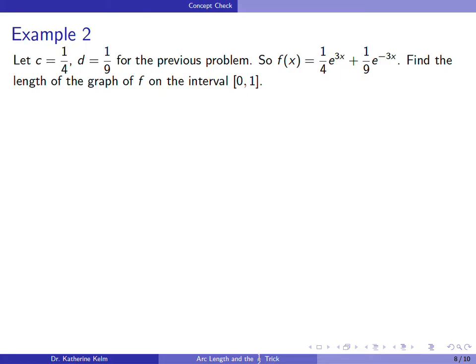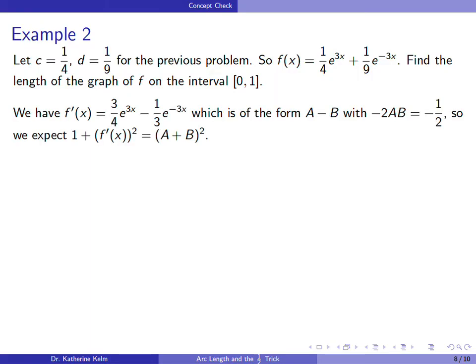So let's construct an example based on one of these choices. Let c be 1/4 and d be 1/9 for the previous problem. So that means f of x equals 1/4 e to the 3x plus 1/9 e to the negative 3x. Find the length of the graph of f on the interval from 0 to 1. I encourage you to pause the video and try to work out the answer for yourself on this problem as well before continuing.